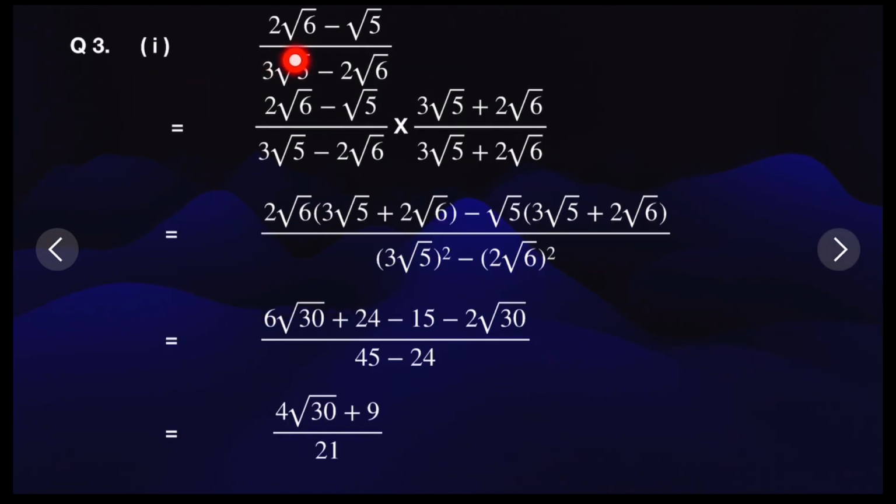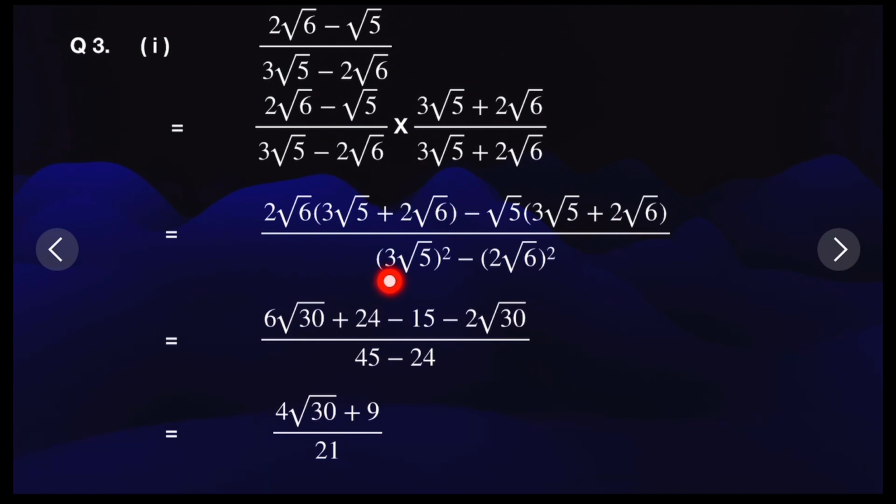Question 3. Okay. So here, (2√6 − √5) upon (3√5 − 2√6). Look at the denominator. Again it is in the form x minus y. So multiply it with x plus y. Here x is 3√5 and y is 2√6. Multiply numerator and denominator like this. Open the bracket. Multiply the denominator. You will get it in the form x square minus y square.